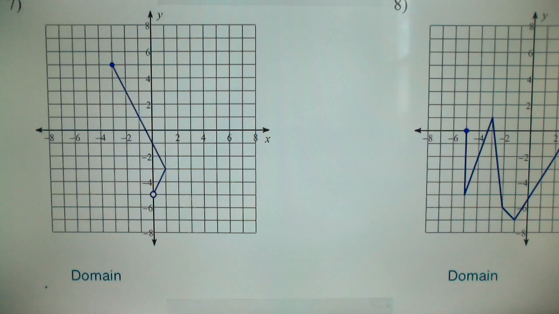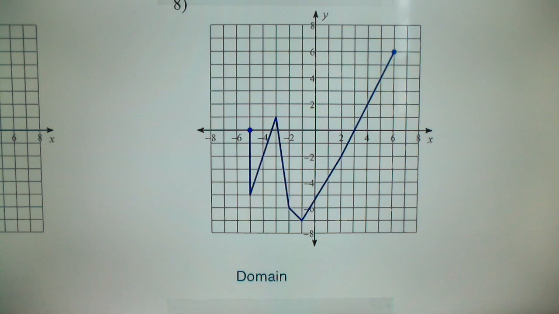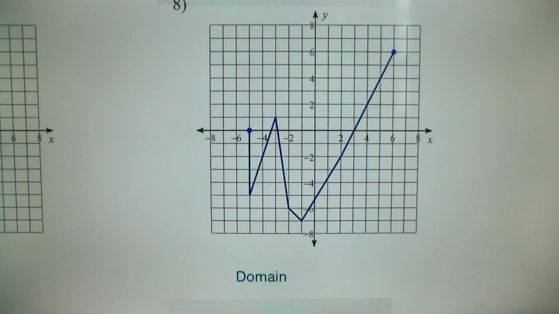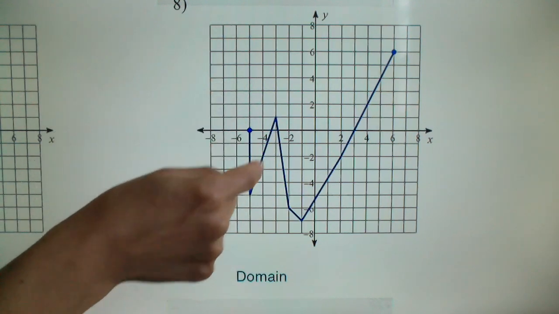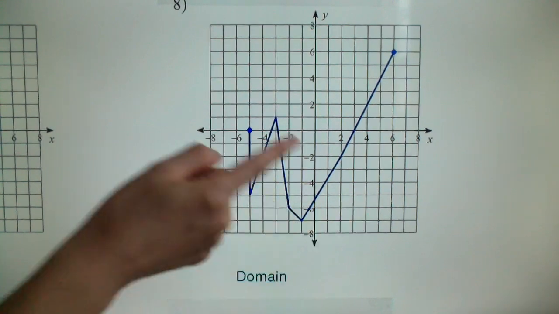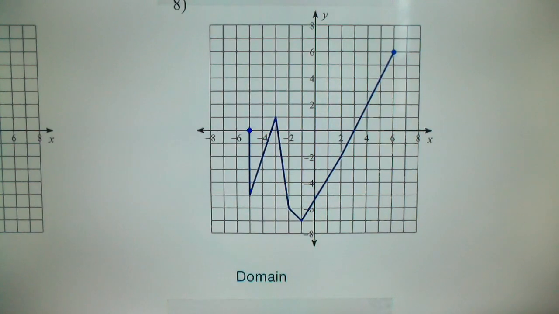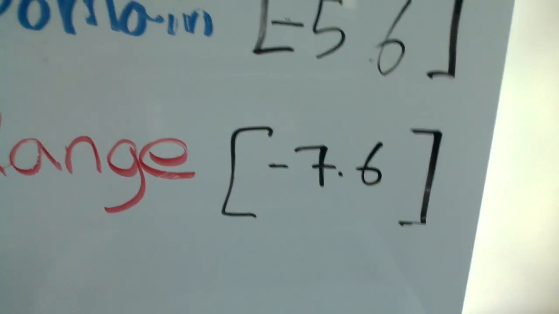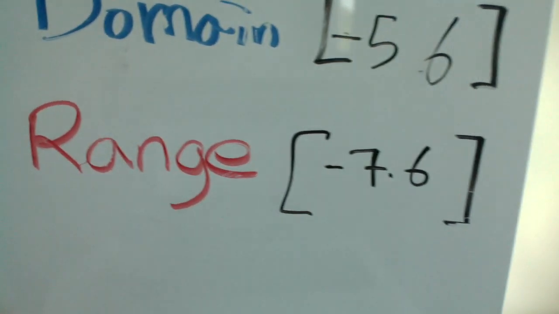Okay, the last one, it's easy, right, for you? So -7 to 6, -5 to 6, and the range is, it's all included, right? -7 to 6 here.